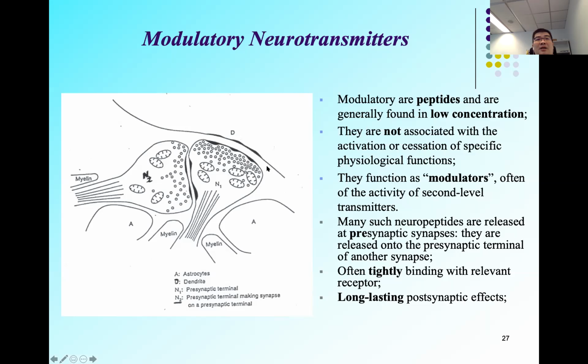Usually they have a long-lasting effect because sometimes they can even modulate gene transcription. So those are the modulatory neurotransmitters. When we talk about particular ones, for example dopamine or serotonin, we'll talk more in detail. Is it okay? So we will stop here today.